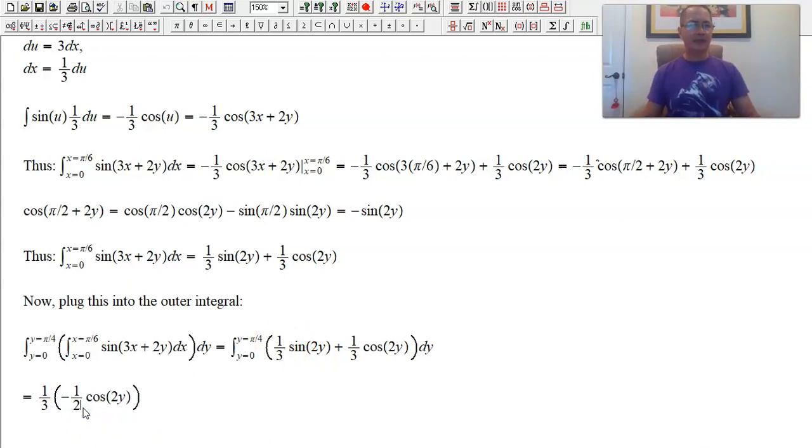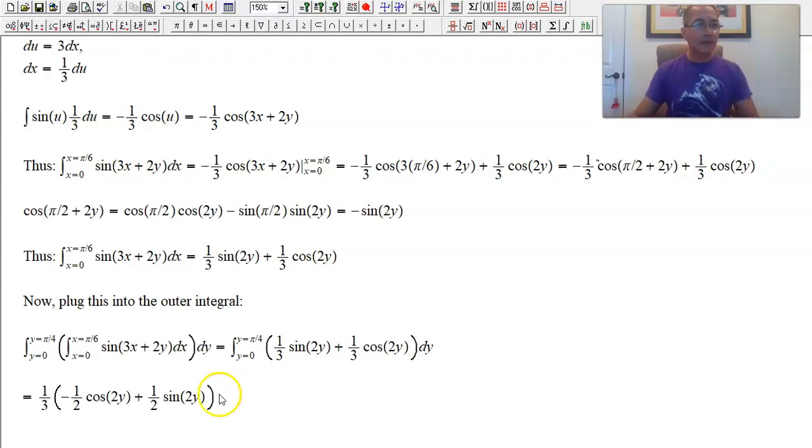Okay, quick check. When we take the derivative, cosine becomes minus sine 2y. 2 goes out, and the minus and the 2 cancels with a minus 1/2. Okay, so how about cosine 2y? That antiderivative is now plus 1/2 sine of 2y. Okay, again, quick check. The derivative of sine is cosine. So 2 goes out, cancels with 1/2. All right. And we evaluate from y equals 0 to pi over 4.